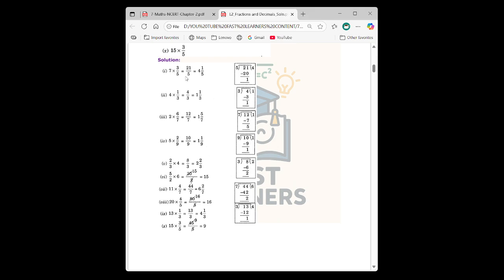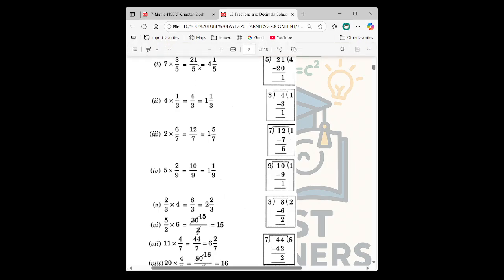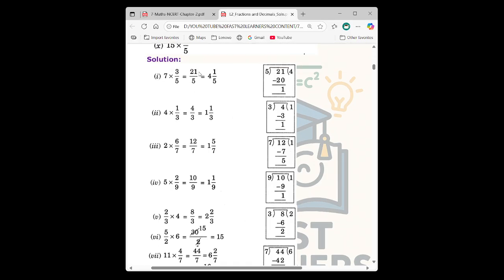See here, 7 multiplied by 3 upon 5. So this is 21, this makes 21 upon 5. Now when you get this kind of improper fraction, you divide 21 by 5. The quotient you get is 4. 4 will come here as a whole number, and then the remainder 1 will go up, and the divisor 5 you will write down.